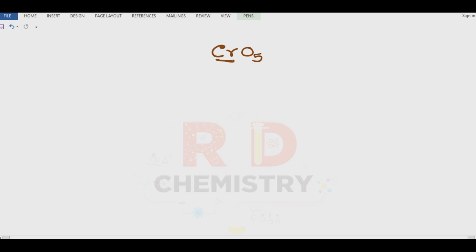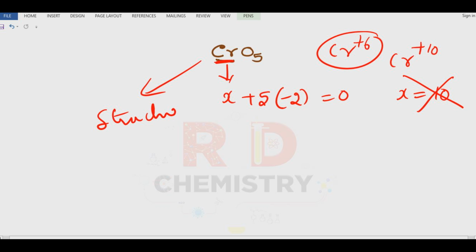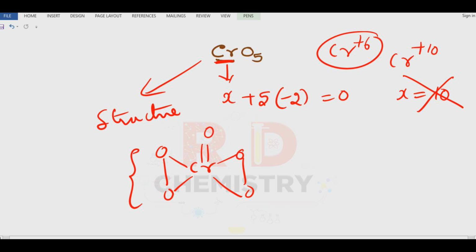Now see this one, for chromium you have to calculate in chromium pentoxide. Let it be x for chromium, plus 5 into the common oxidation state of oxygen, minus 2, is equal to 0. Therefore x is equal to 10, but this is wrong. Chromium doesn't have plus 10; the maximum for chromium is plus 6. This means we should know the structure of chromium pentoxide. Chromium has a double bond to one oxygen, and 4 other oxygen atoms are joined through peroxide linkage. Remember, oxygen with a single bond, whenever it is there, is a peroxide linkage.